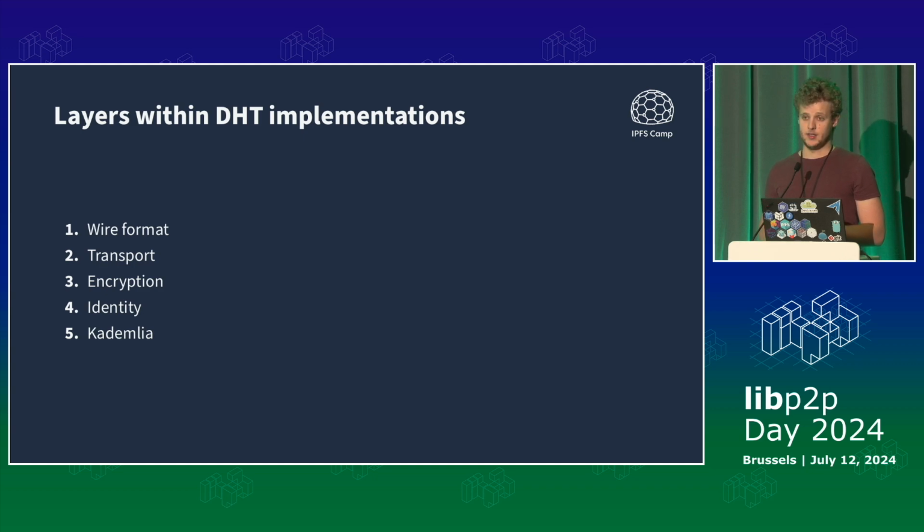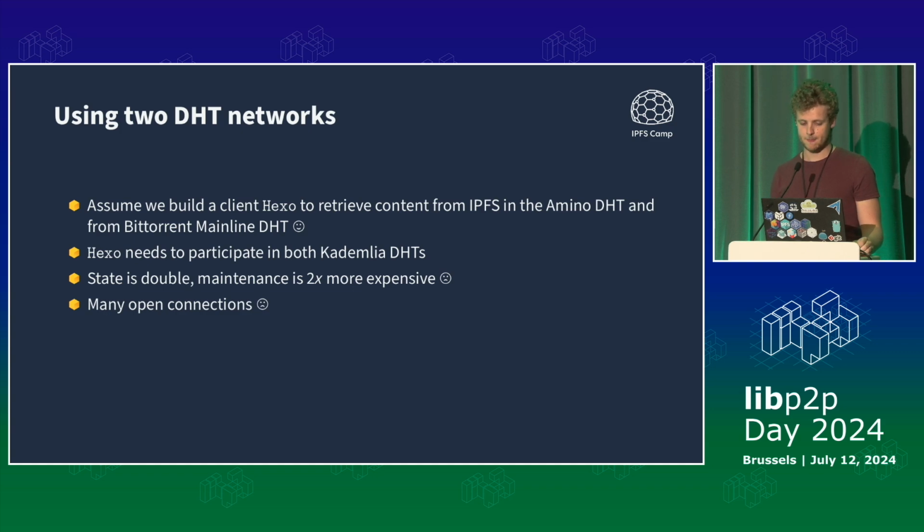Then the identity is often used in the encryption, but also in the Kademlia layer, because it determines the location of the node within the key space. And then the Kademlia layer, which we will focus on mostly here, is everything from the routing table implementation to the DHT lookups, so all the behavior that's actually the DHT behavior.